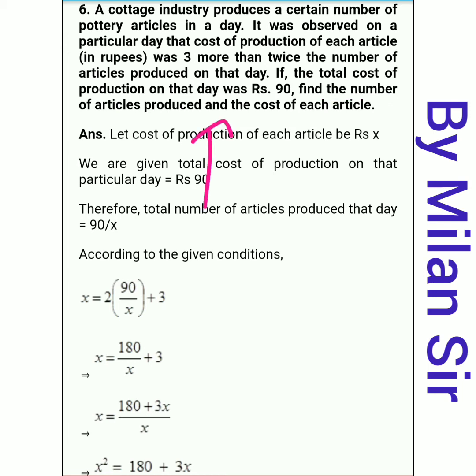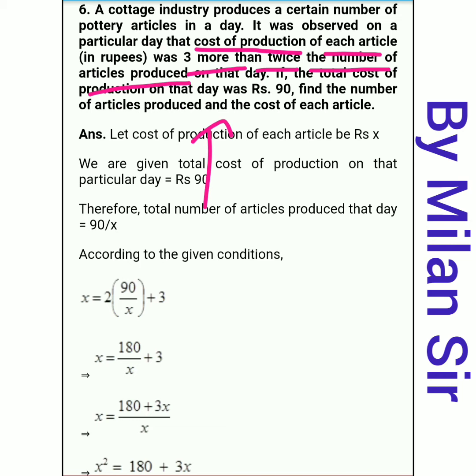A cottage industry produces a certain number of pottery articles in a day. It was observed on a particular day that the cost of production of each article was 3 more than twice the number of articles produced. So here our cost depends on the number of articles.